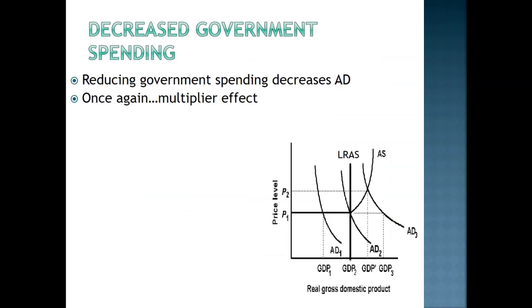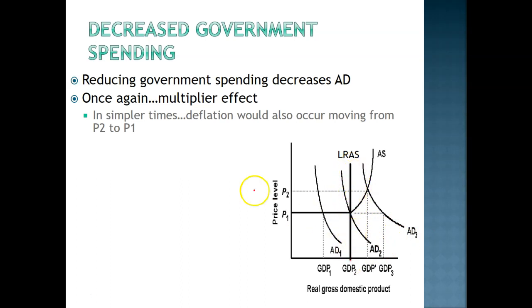So decrease government spending, once again, we're trying to reduce government spending, going the other way from 83 down to 82, so we can be at the full employment here. Now, does deflation occur? Again, for our class, we're not going to worry about that. We'll just say it goes from P2 down to P1 and be done.